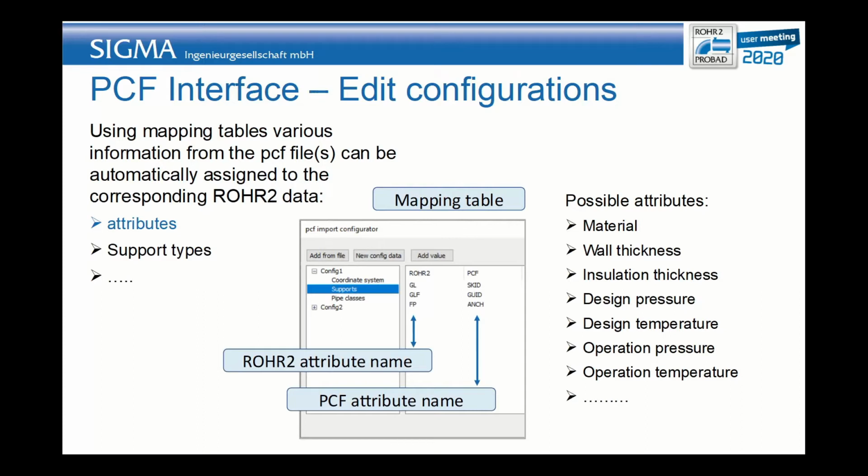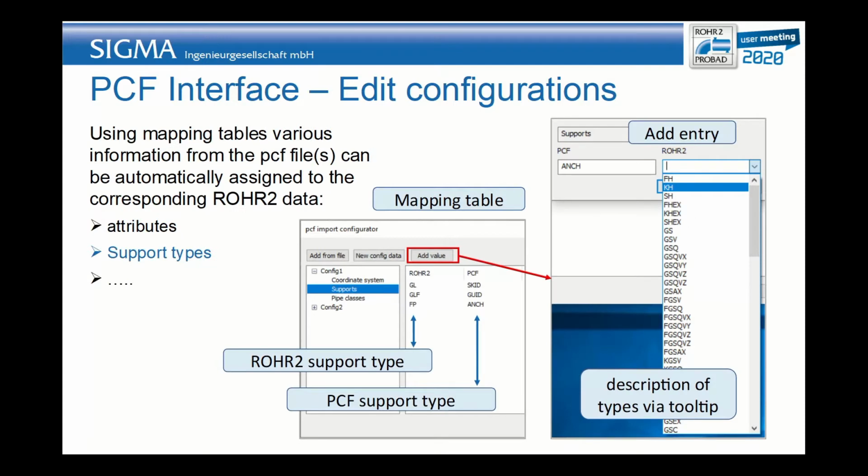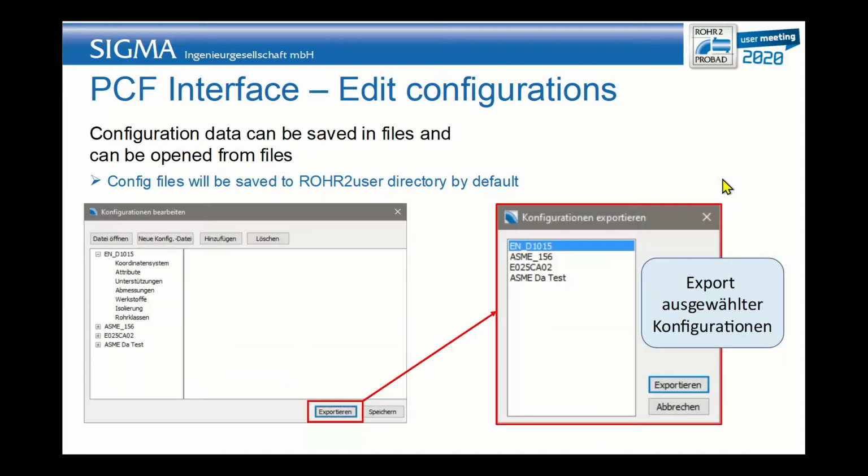for example for the support types, and you can assign any attributes to the different settings like material, wall thickness, insulation thickness and so on. In this table you can just add new values or modify those which are already predefined, and you can pick from those available in RAW2. The configuration files can also be exported so that you can share them with other users.